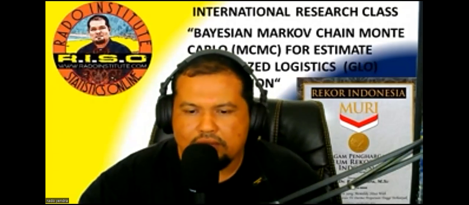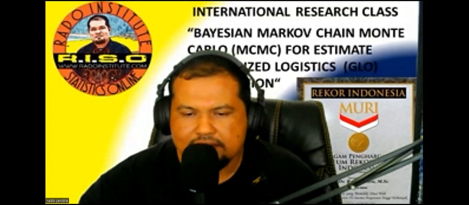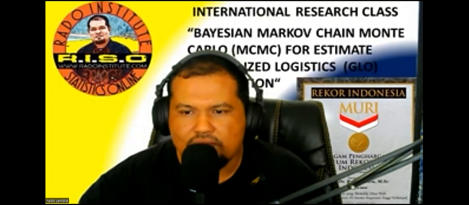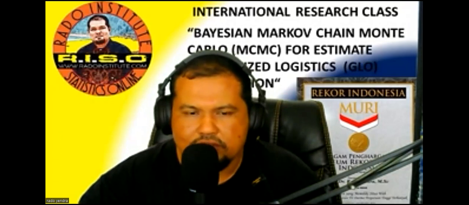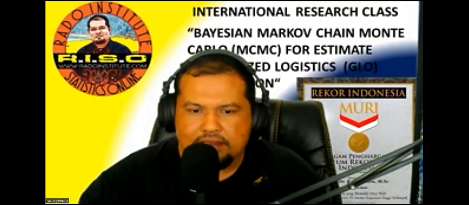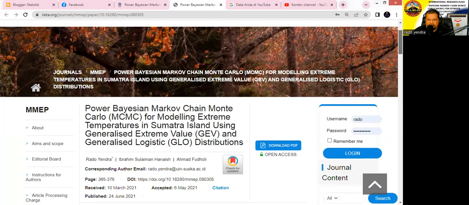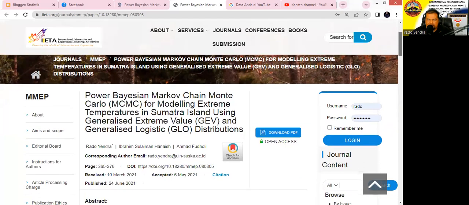Now we continue our program using Markov chain Monte Carlo methods to estimate the parameter of the generalized logistic distribution, based on one research article, namely Mathematical Modeling for Engineering Problems, with the title Power Bayesian Markov chain Monte Carlo for modeling extreme temperature in Sumatra Island using generalized extreme value and generalized logistic distribution.